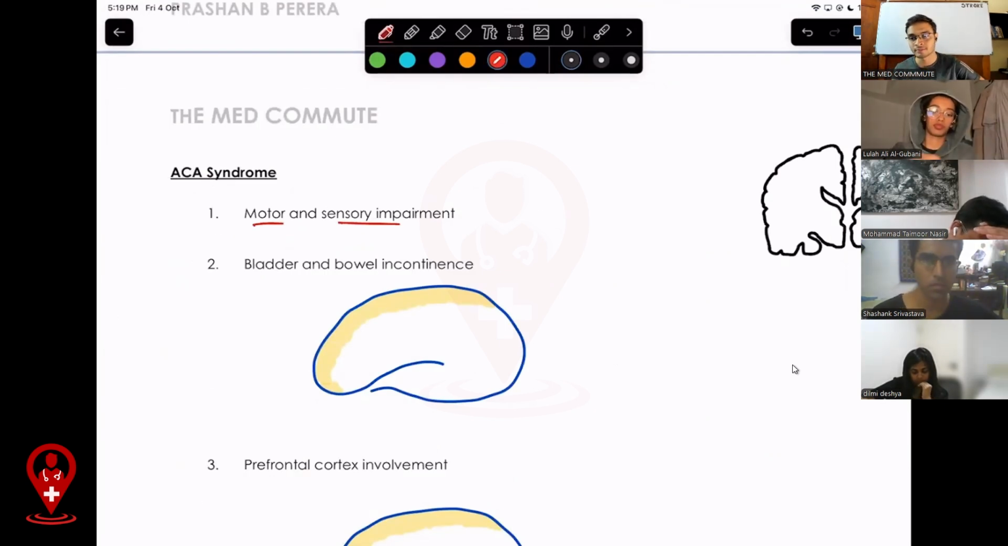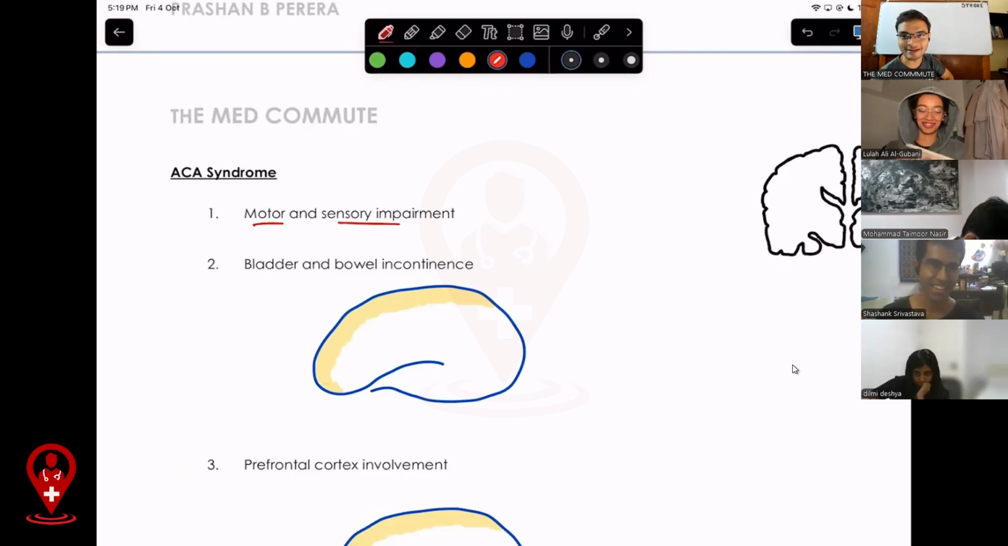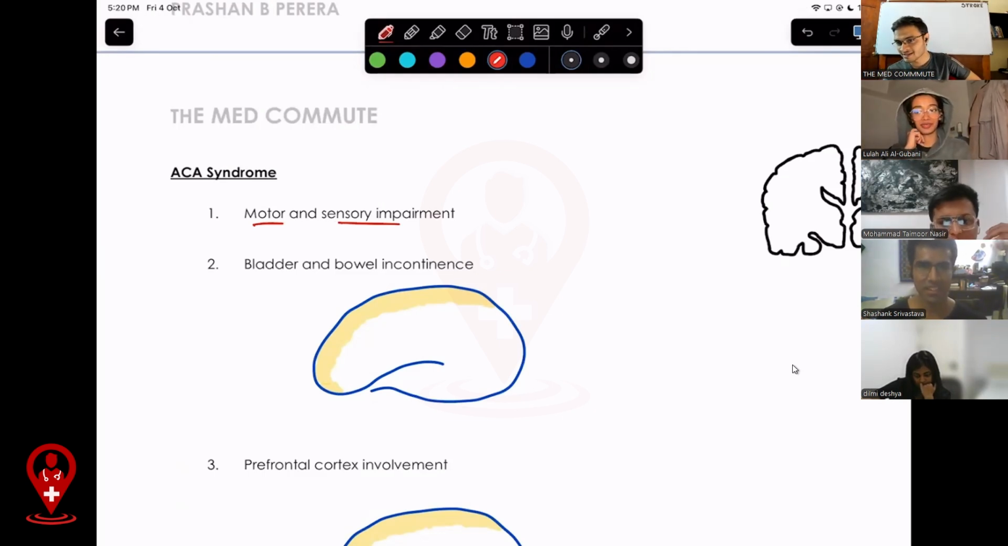How do we describe it? Let's start with motor. Lower limbs more than face, right. Shashank, I want you to tell me more beautifully, right? I want you to impress me. Lower limb more than, okay, I agree, but say it nicely. Complete it. What type of weakness? Spastic type. Spastic type where?